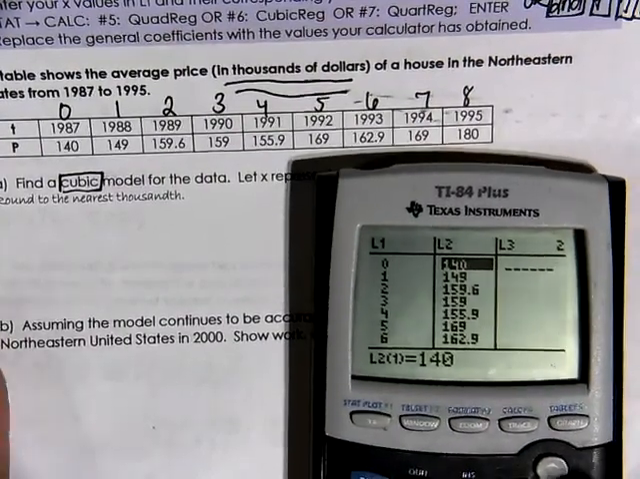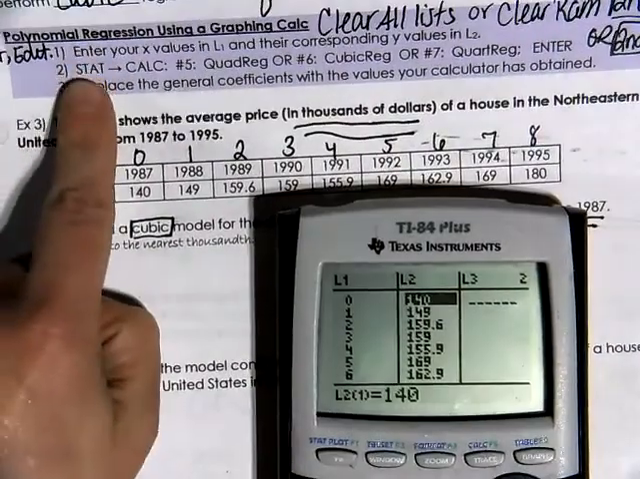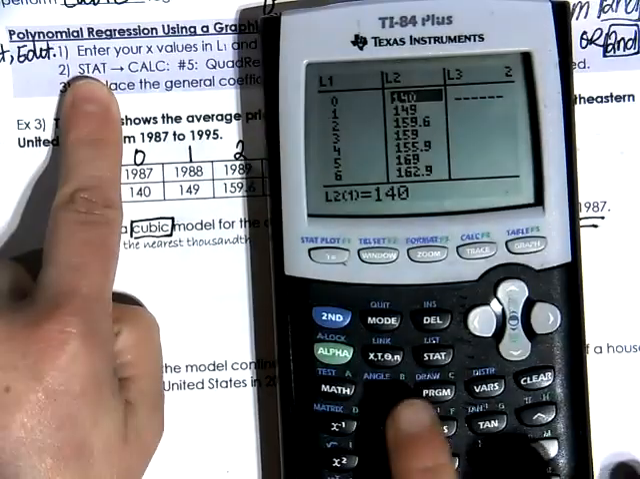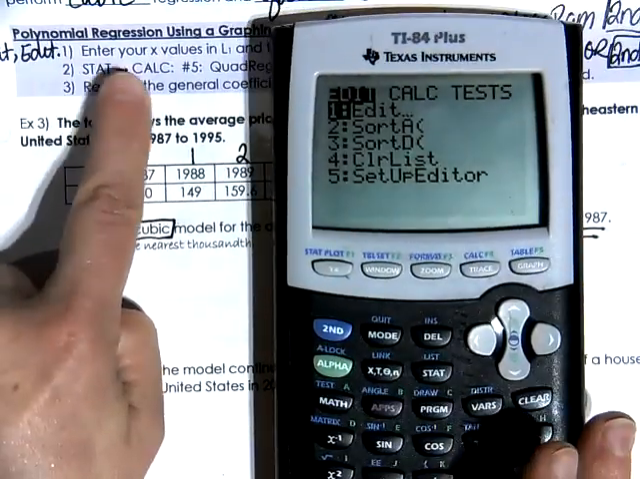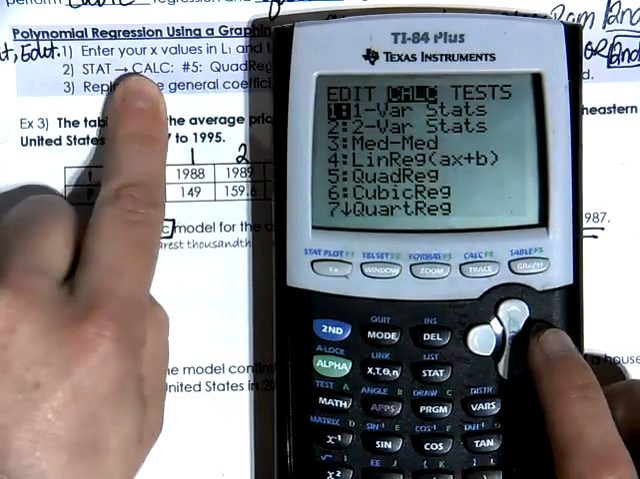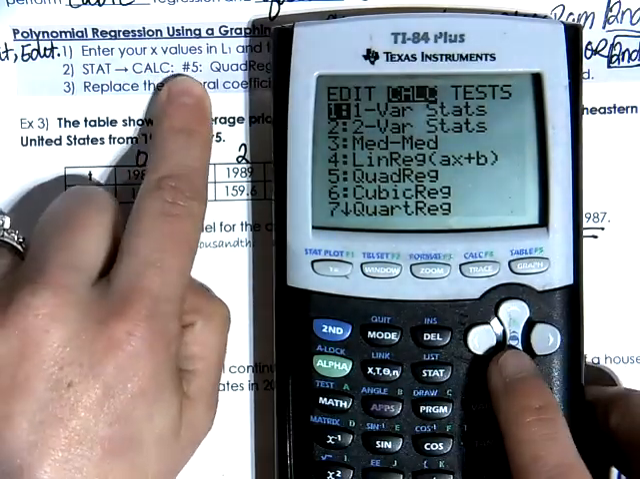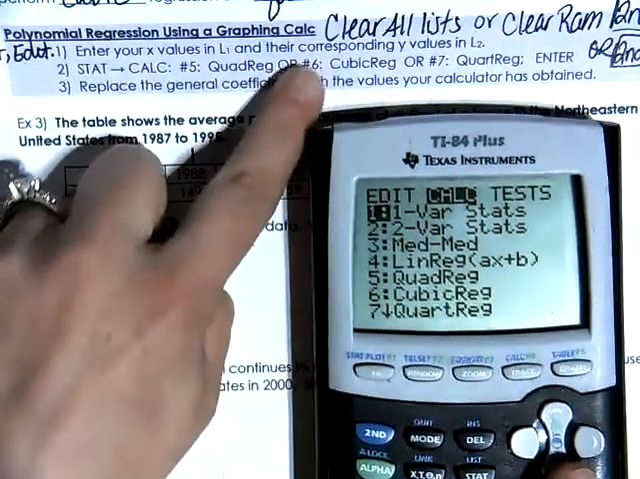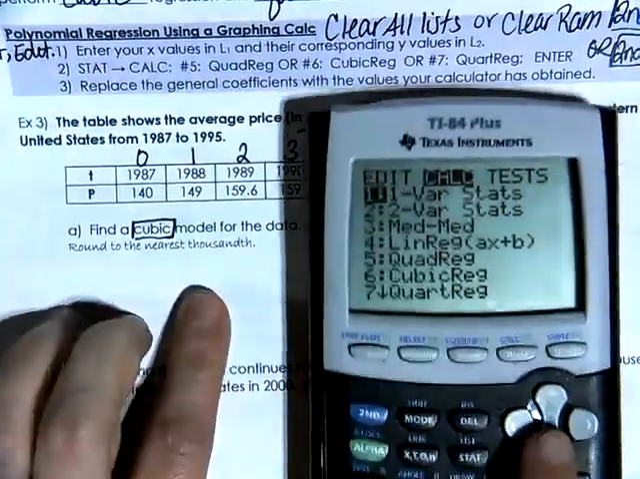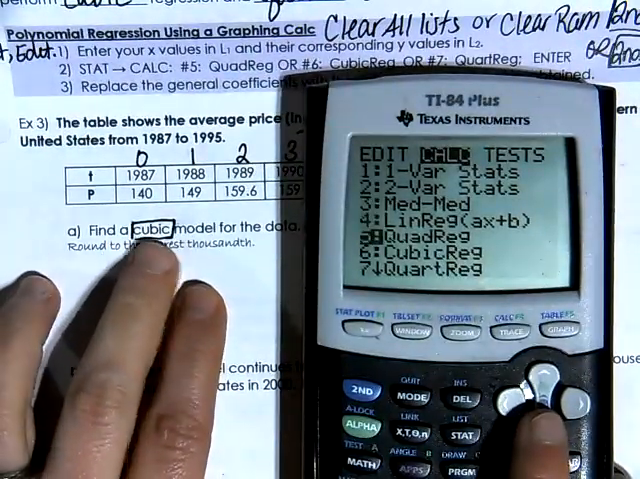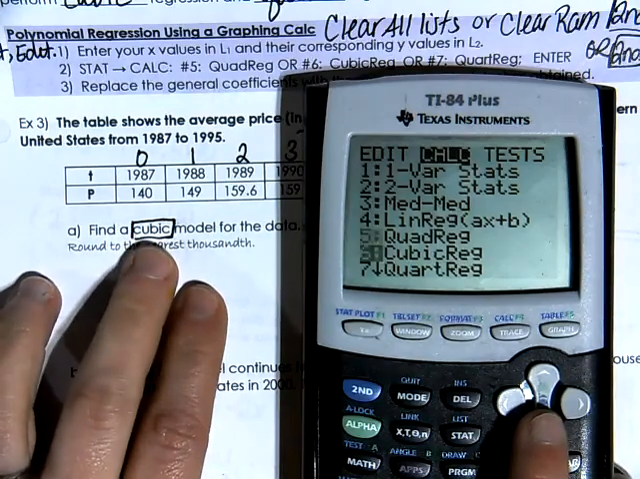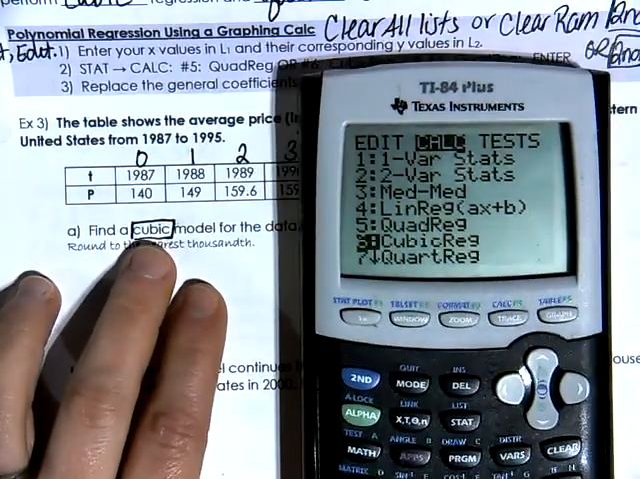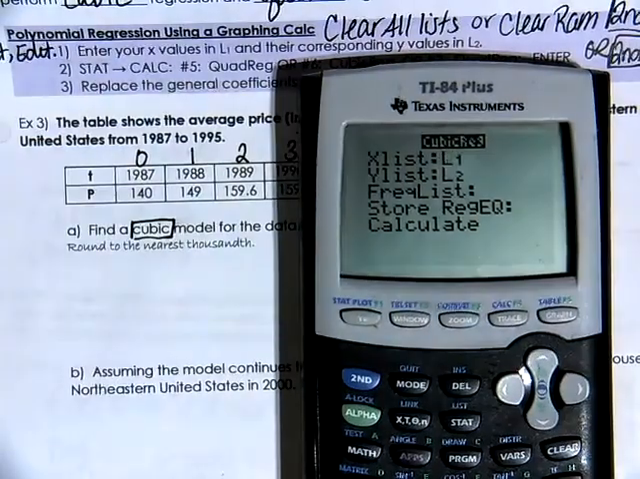So now what we want to do is a regression. So we're going to press stat once again, which is located below delete, and we're going to go over to calculate. From here, we want to go down. We have quadratic regression, cubic regression, quartic regression. But because this one is asking for a cubic model, we want to go to cubic regression. And we're going to press enter.